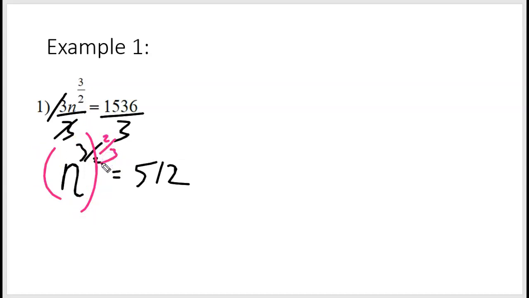Now the reason that we do that is because when you raise an expression to a power that already has a power, you multiply those powers together. But if you multiply a fraction by its reciprocal, they cancel each other out. So all I'll be left with here on the left is n now. But don't forget, whatever you do to one side, you have to do the other. So since I raised the left side to 2/3, I need to raise the right side to 2/3.